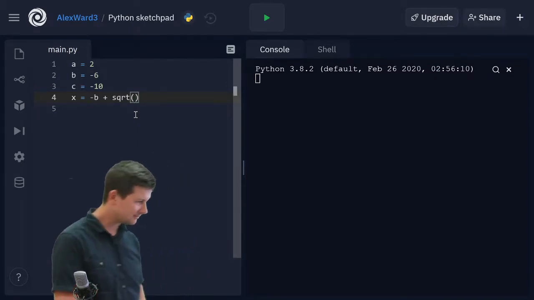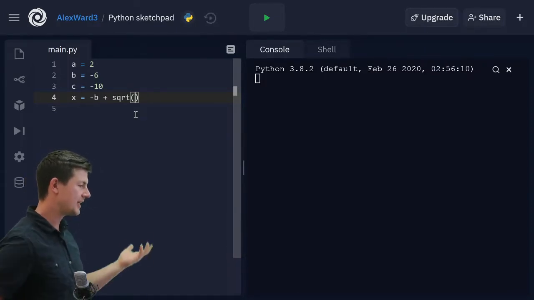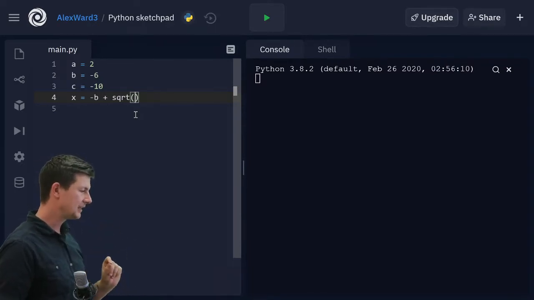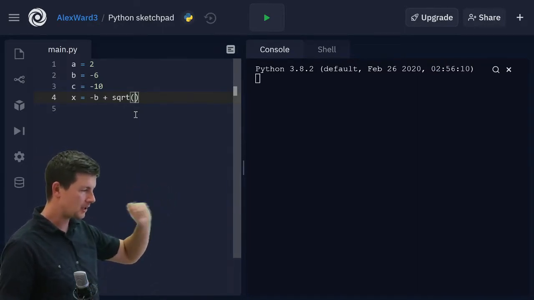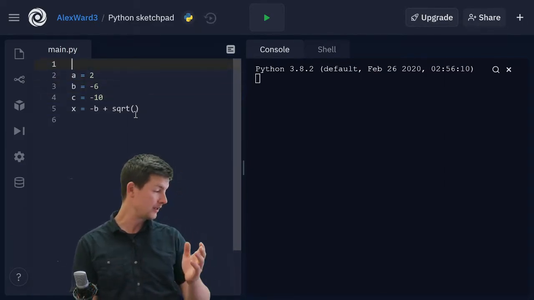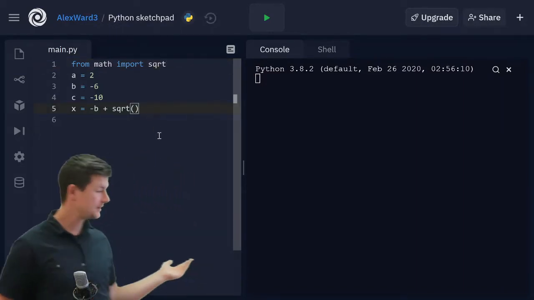Now, the square root function. We can't take square roots in vanilla Python. That square root function doesn't live in the normal library. It lives in the math library, and unless I go and pull it out, I don't have access to it yet. So let's go and grab that. How do we grab that function when it lives in another library? I say from math import sqrt. I now have access to that function.